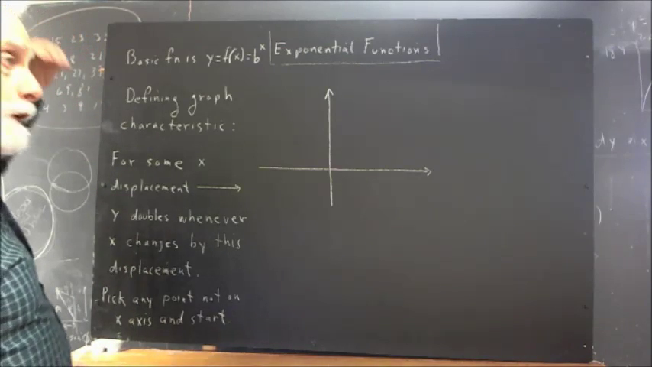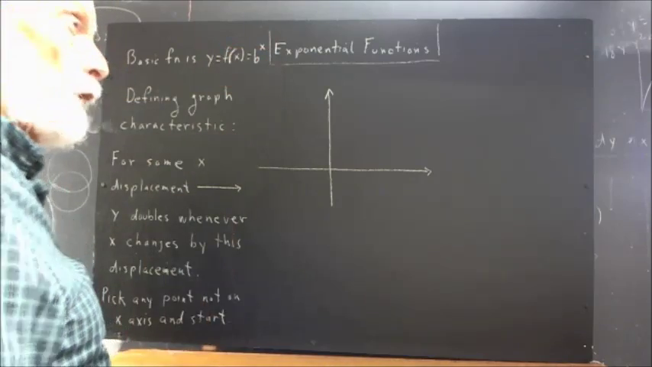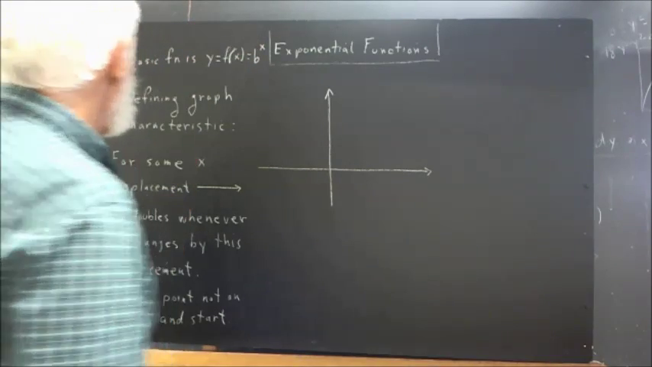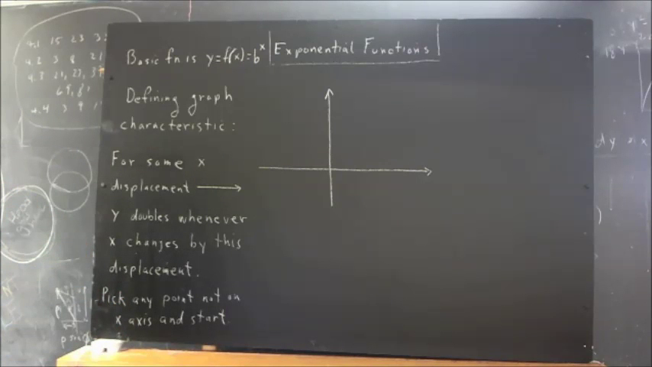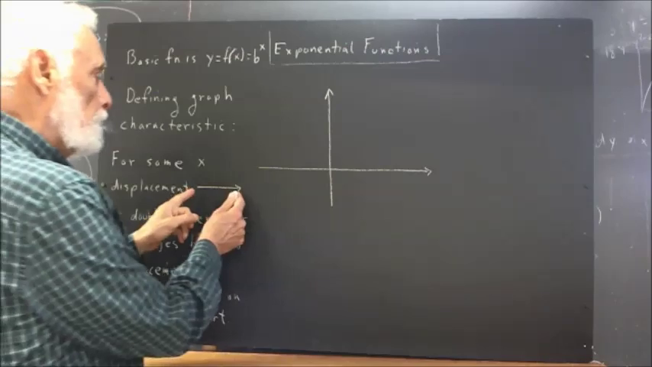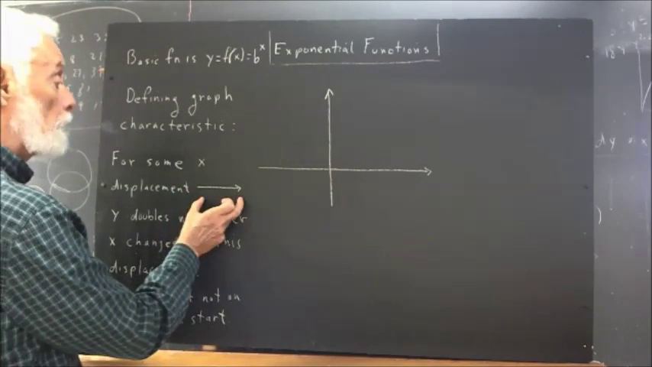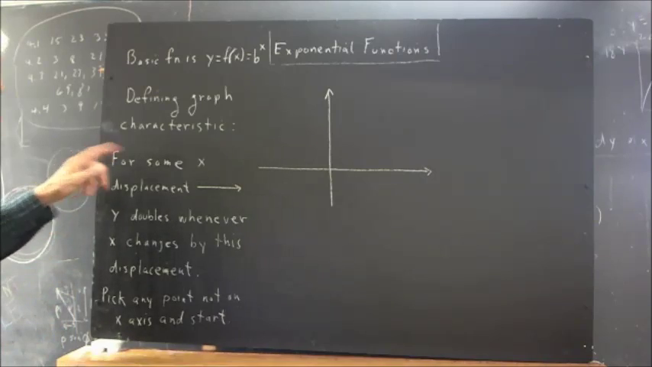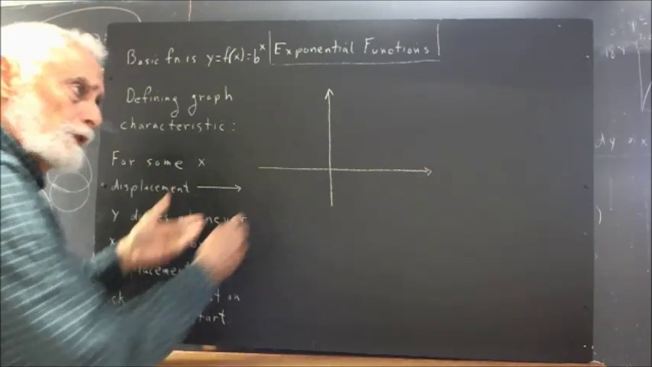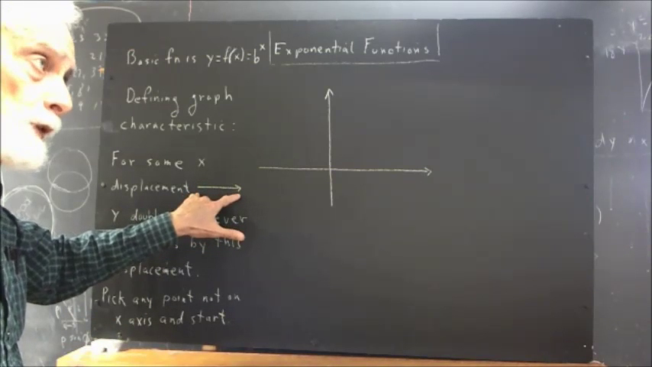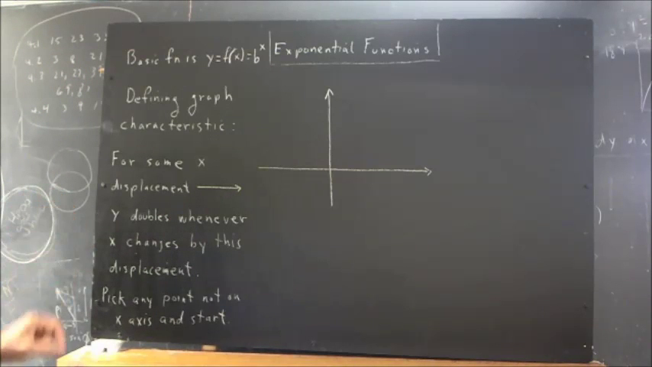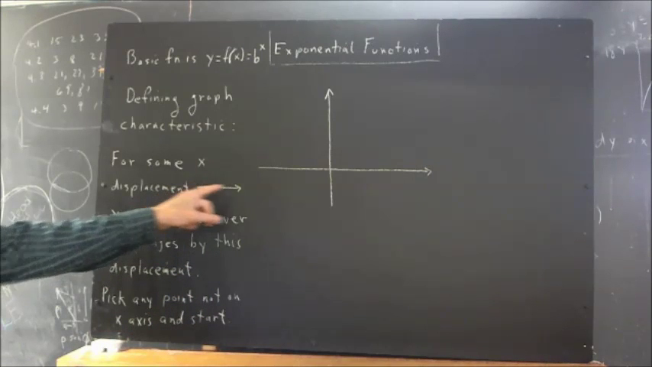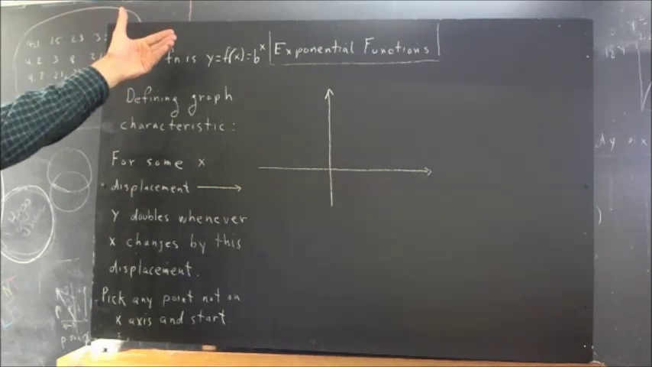Okay, the defining graph characteristic for any graph defined by this function, or as was the case with power functions, any constant multiple of this function, any function a times b to the x, is this. For some x displacement represented by this arrow, and this is just how much x is going to change, we'll see that in a minute when I demonstrate. I could represent it algebraically too, but right now we want to stay geometric. So I'm just going to represent the displacement by this arrow. Y doubles whenever x changes by this displacement. So if I move this far in the x direction, my y value is going to double.